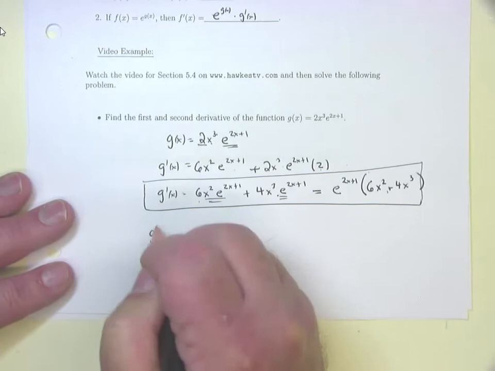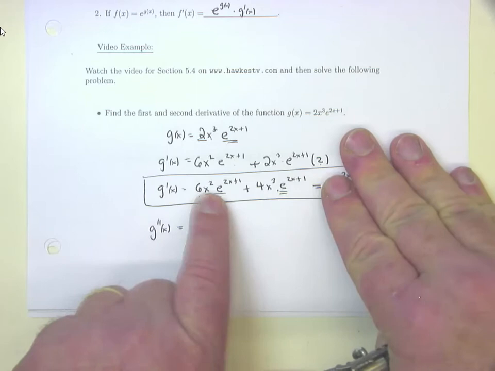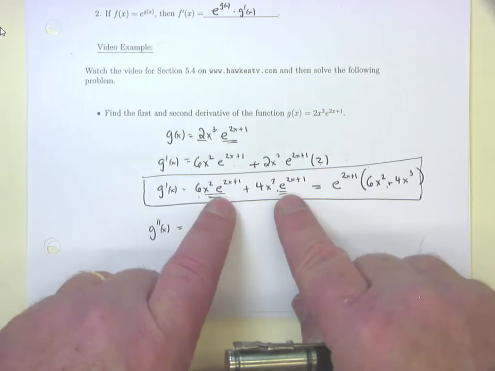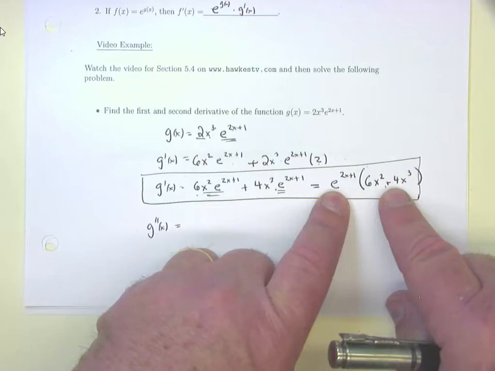You've got to find the second derivative. Now, if I use this form, I would have to use the product rule on this guy plus the product rule on this guy. That's fine, but that's twice as much work. Since they had the e to the 2x plus 1 in common, I went ahead and pulled it out, and it just made one big product rule. Does that make sense? This is why I did it.